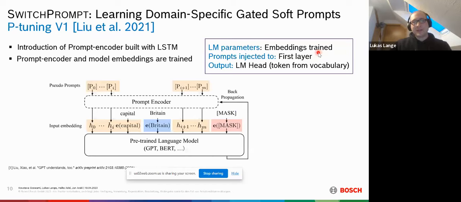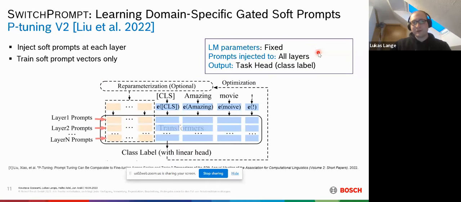But they also noticed that in few-shot settings, training the whole model is not good. So they came up with the so-called p-tuning version 2. This is the most important prompting method for today. So they reverted some of their changes. They removed the prompt encoder network. We have simple vectors again that are easier to train. We keep all the language model layers frozen.